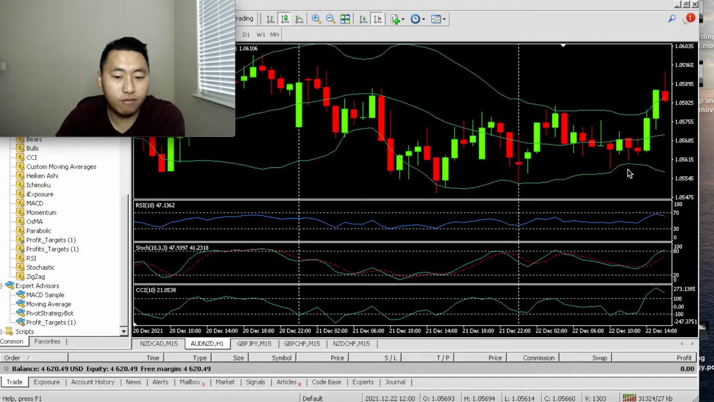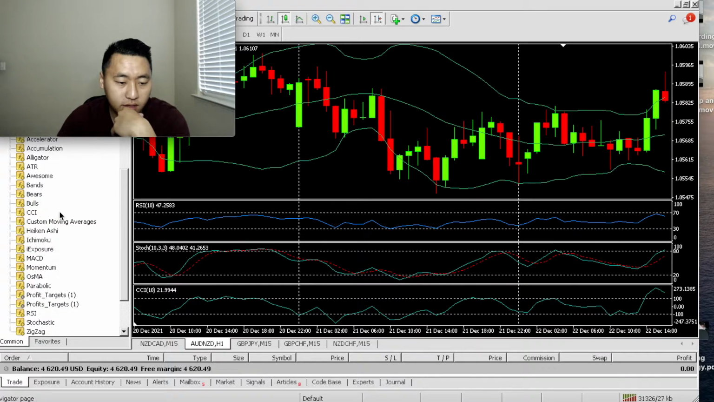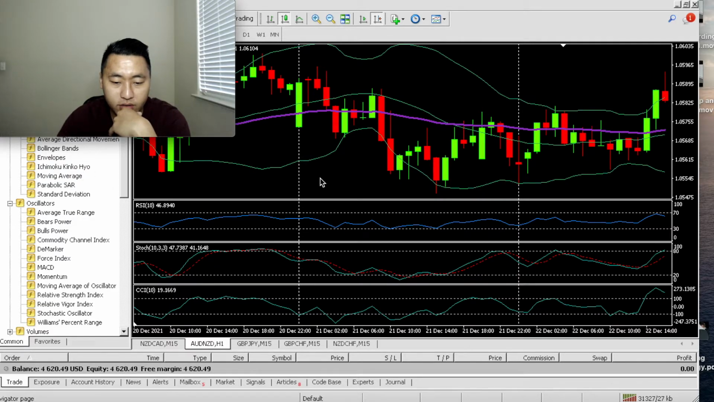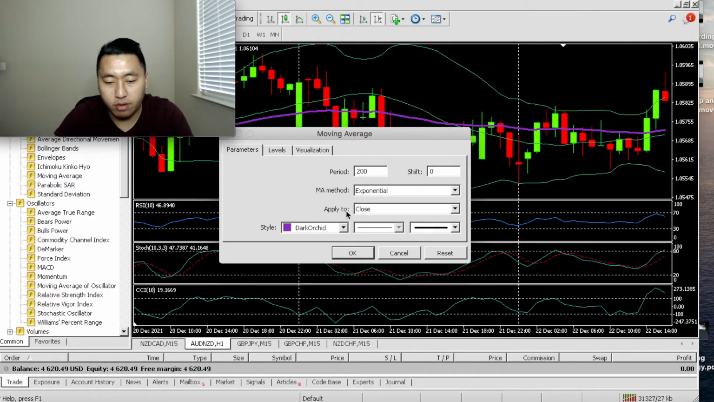So strategy number 4, right? The bonus strategy is the strategy that I use, and it comes after you learn all 3 strategies and you put it all together, all right? So let's see here, this strategy here. The only thing that's missing is the moving averages here. So the 50, then the moving average 200, red.